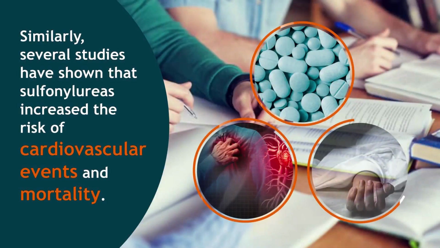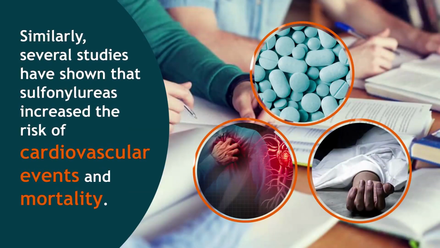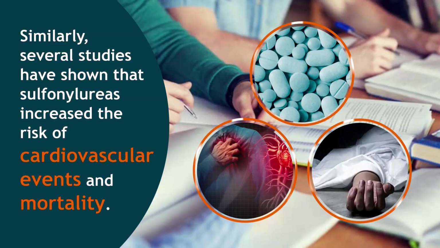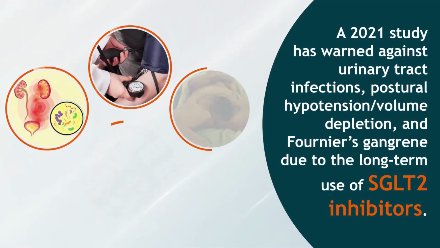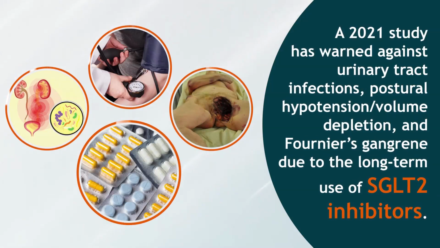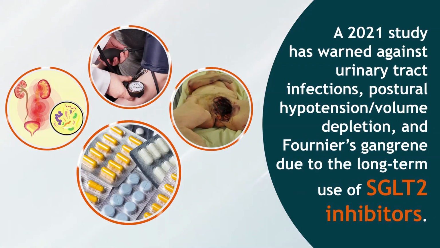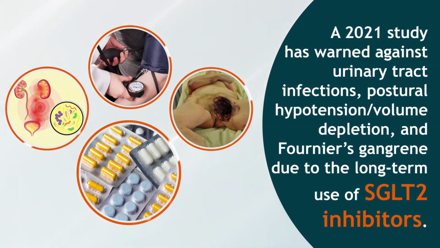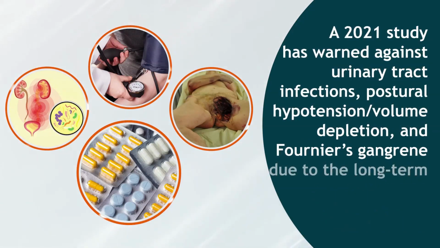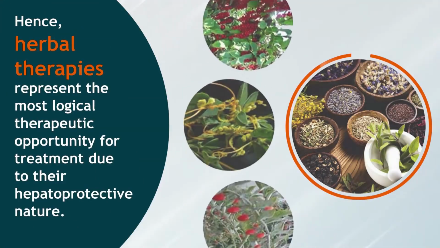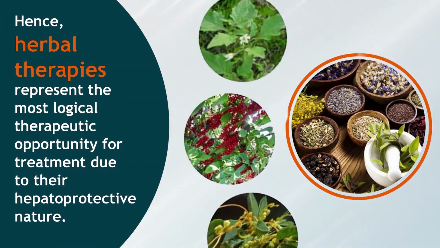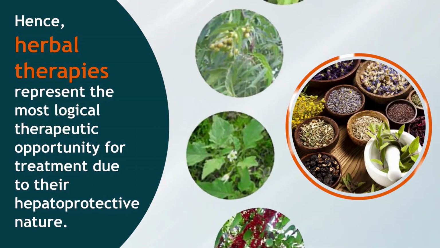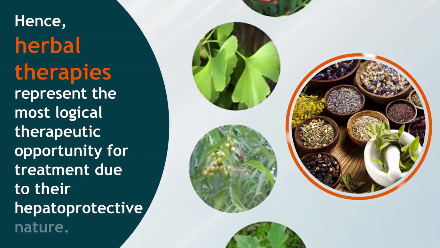Similarly, several studies have shown that sulfonylureas increase the risk of cardiovascular events and mortality. A 2021 study has warned against urinary tract infections, postural hypotension or volume depletion, and Fournier's gangrene due to the long-term use of SGLT2 inhibitors. Hence, herbal therapies represent the most logical therapeutic opportunity for treatment due to their hepatoprotective nature.